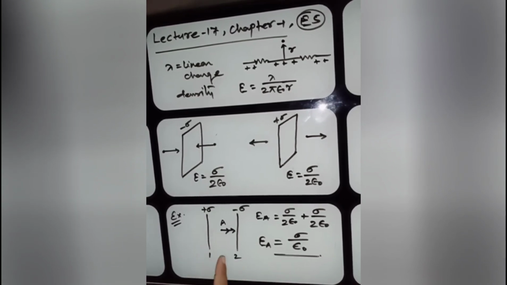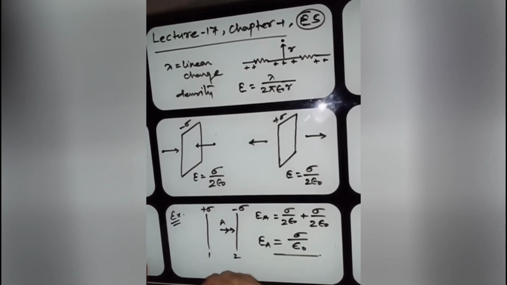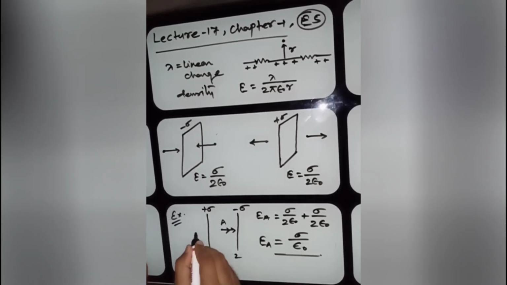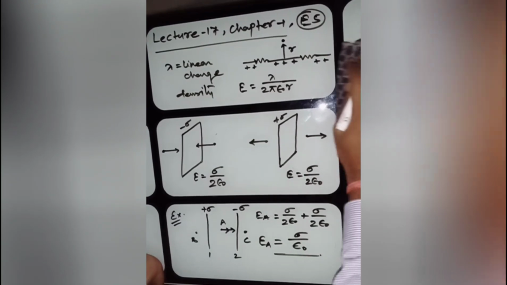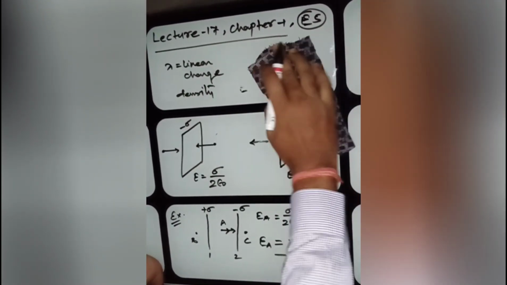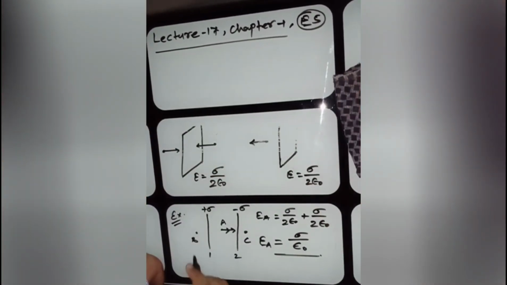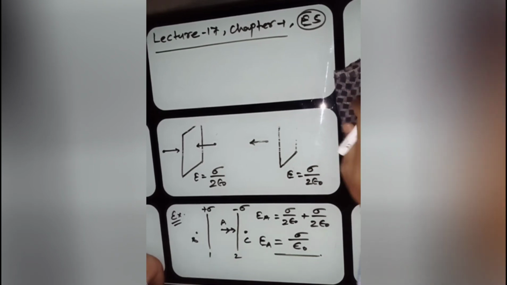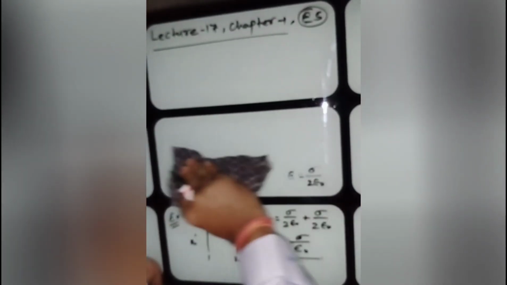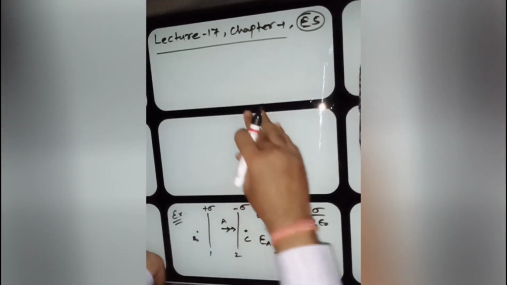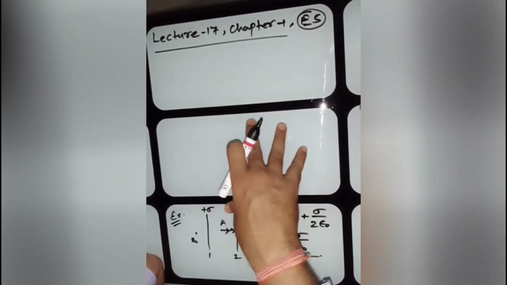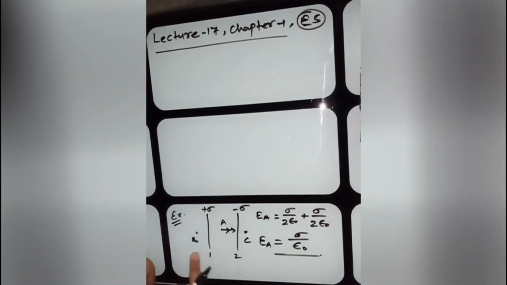If I give you the same question, what will be the answer if you have to find the electric field at point B and at point C? This is your next example, students. Try to solve it, and I'm giving you the result. What will be the answer? You have to find the electric field at points B and C. The two charged plates have equal and opposite charge density, and you have to find the electric field outside the plates.